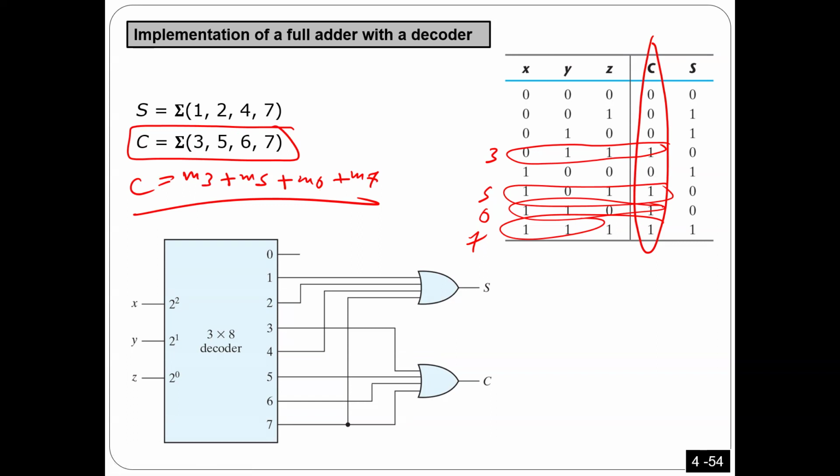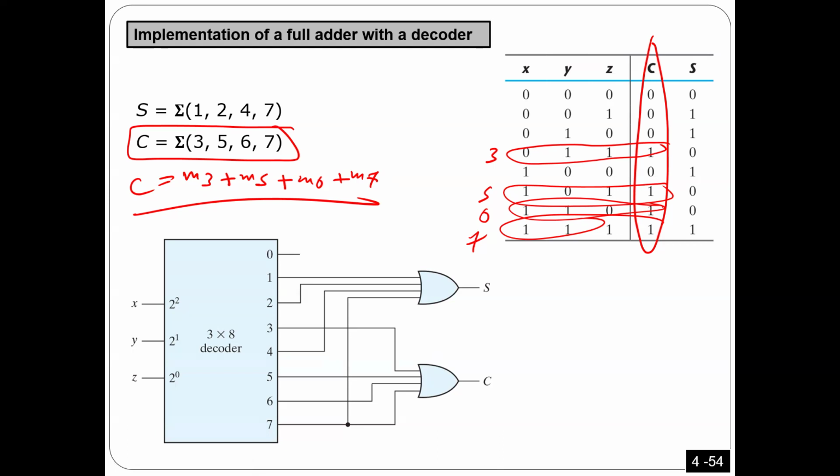What it means, very simple. If the minterm 3 is 1, carry has to be 1. If minterm 5 is 1, carry has to be 1. If minterm 6 is 1, carry has to be 1. If minterm 7 is 1, carry has to be 1. Anything else, carry has to be 0. Let me say it in a different way. If the input is 3 or 5 or 6 or 7, carry has to be 1. Any other input, it has to be 0. You got what I'm saying? So that's what I can do here.